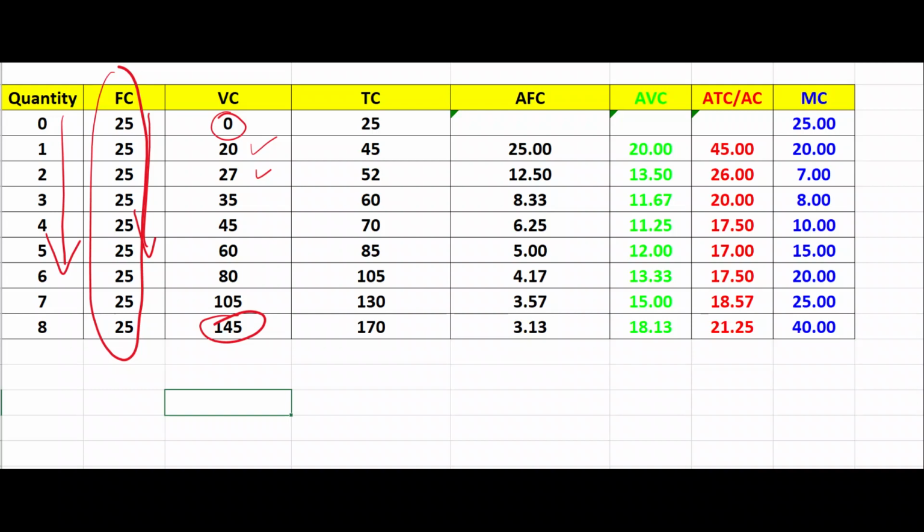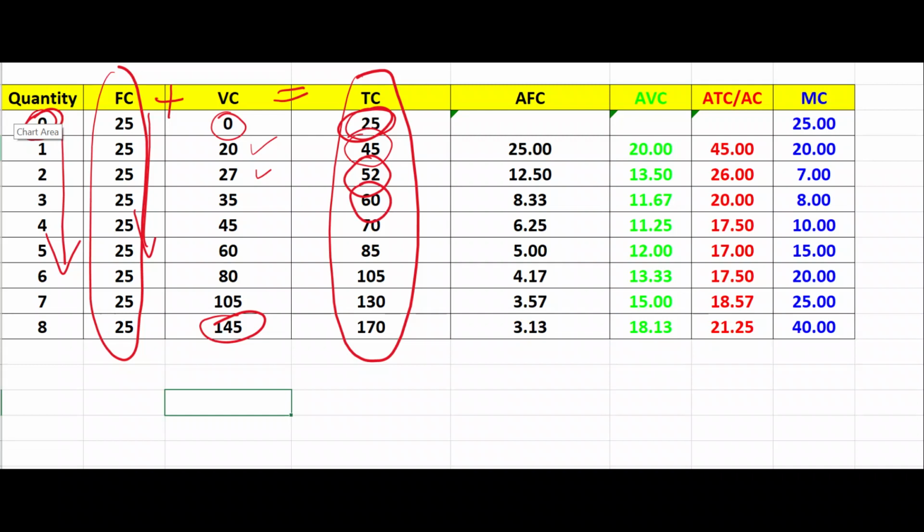To find total cost, it's simply fixed cost plus variable cost equals total cost. So they're your total costs of production. Even at an output of 0, total cost was €25 because you still had to pay the mortgage, the management team, and any other costs that had to be paid irrespective of the level of production. Each unit that we produce results in a total cost going up from 25 up to €170.